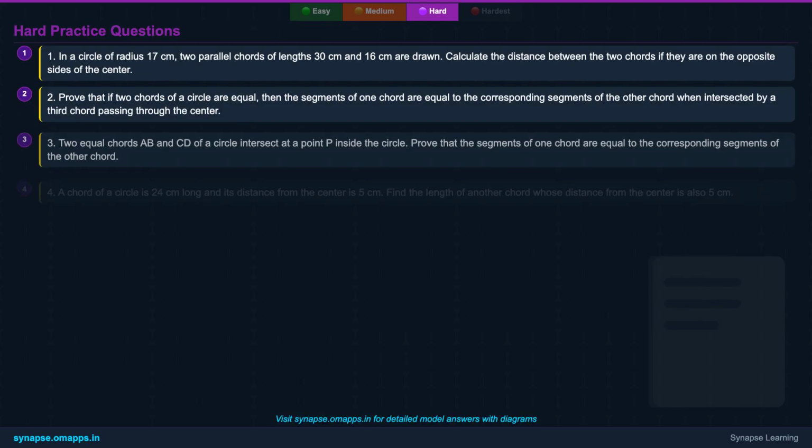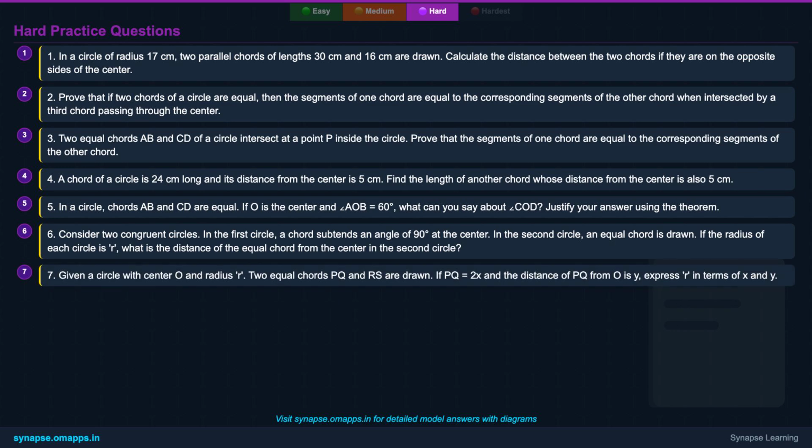Now, challenge yourself with these hard-level practice questions. They will require a deeper understanding, combining this theorem with other geometric properties and sometimes multi-step reasoning. Think critically about how different concepts connect. Don't be afraid to draw, label, and try different approaches. These problems will truly solidify your grasp of circle geometry.